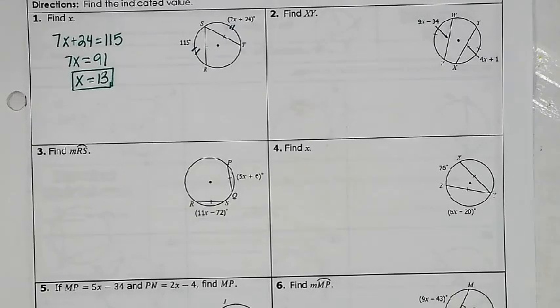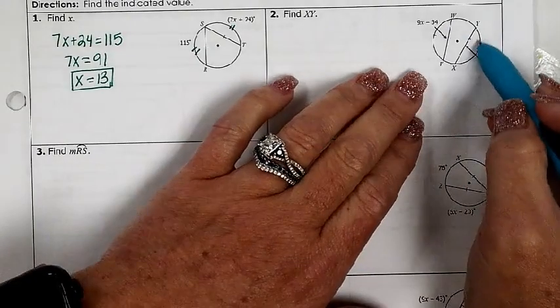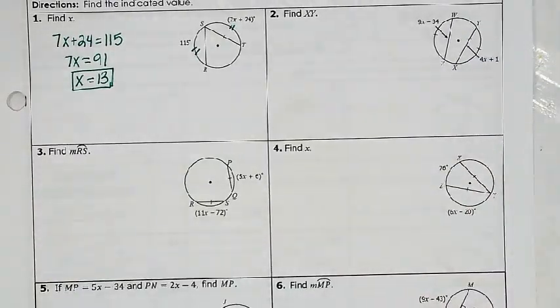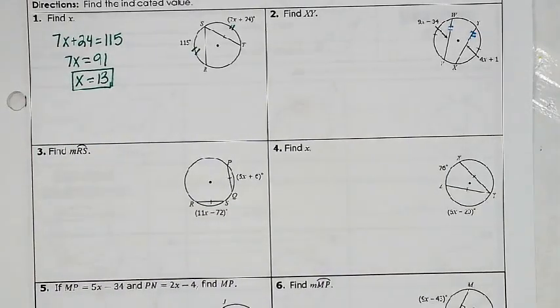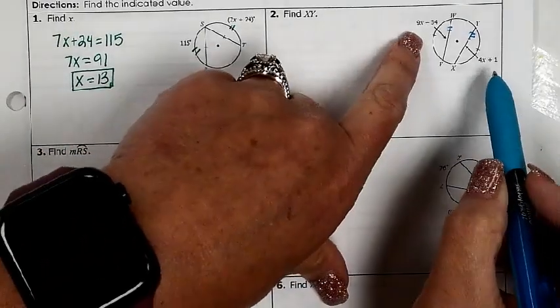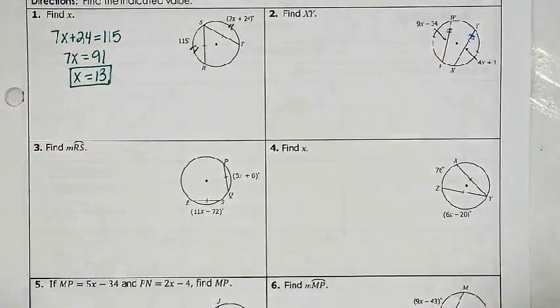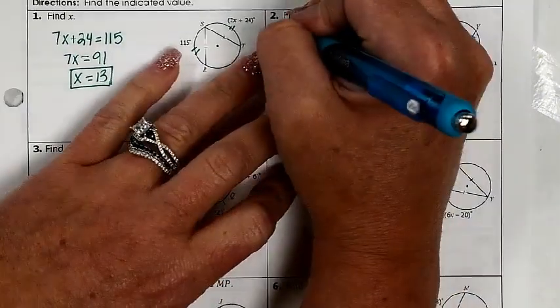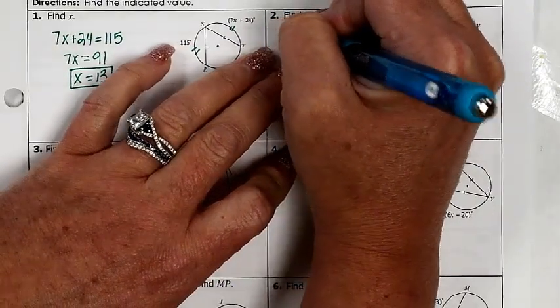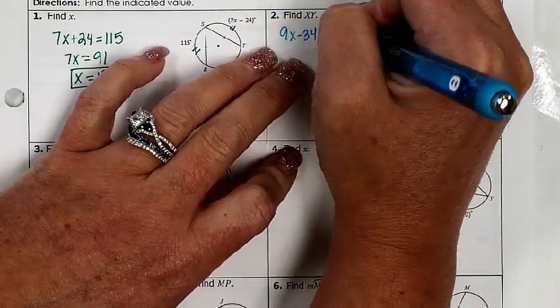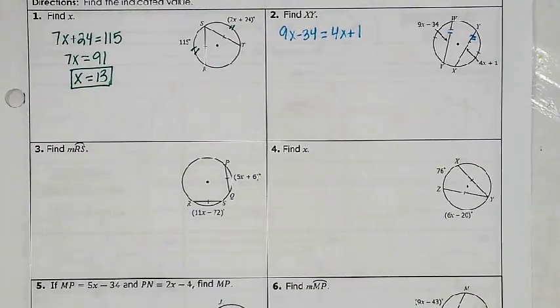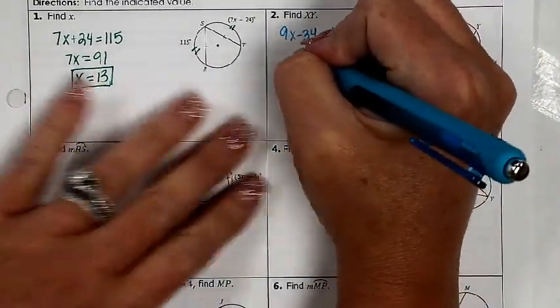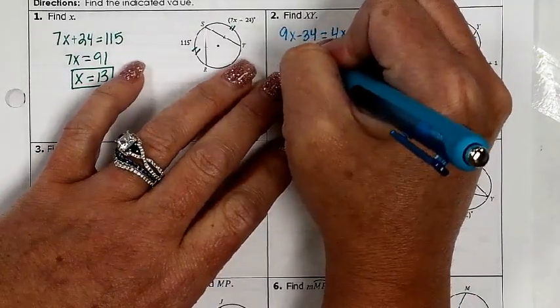All right, number 2, we're going to find XY. So this time what's being shown is these arcs are congruent. Well, those arcs are congruent. That means that these 2 chords are congruent. So I have 9x minus 34 and 4x plus 1. We just have to set those equal to each other. I am not going to go through all the solving, but I will tell you x is 7.